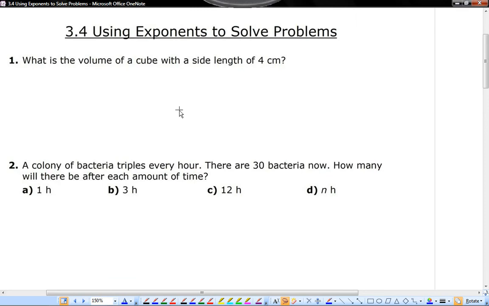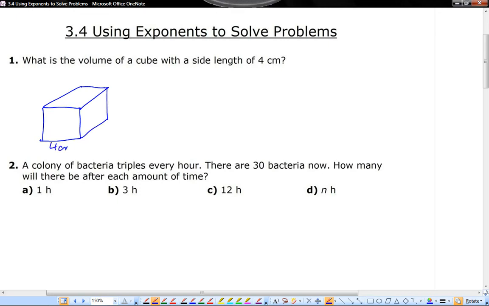The first problem involving exponents is about volume. Question number 1, find the volume of a cube whose side length is 4 centimeters. So let me just draw this cube. Just do a rough 3D sketch.